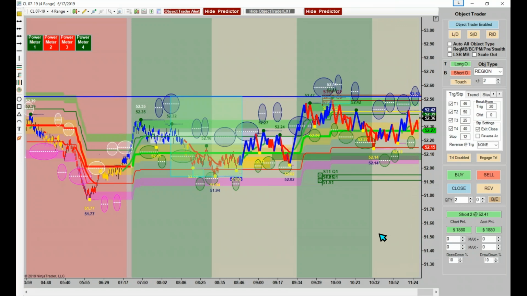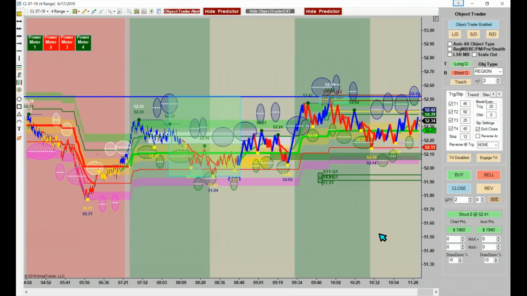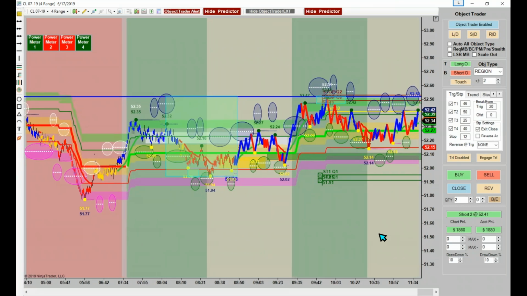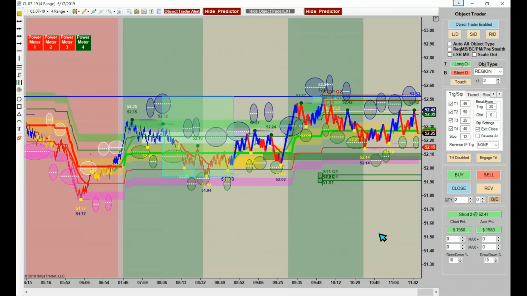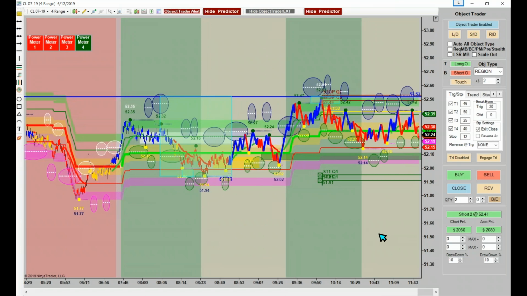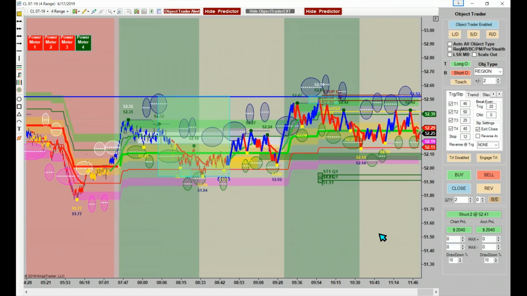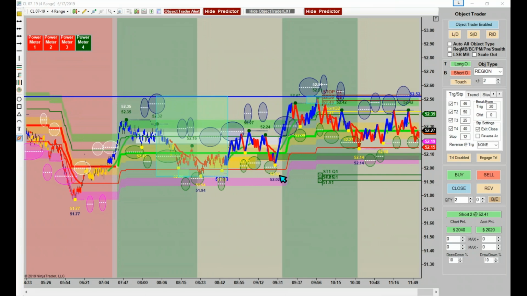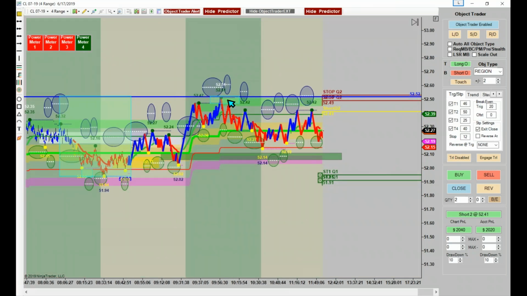But remember that choppy stuff right there? Just choppy sideways for like hours on end. We closed the room. This is 11:42 in the morning, but it did finally break down. But let me show you what you'd really be looking for. We don't trade as aggressively as that, but if you did, that's what you'd be looking for.